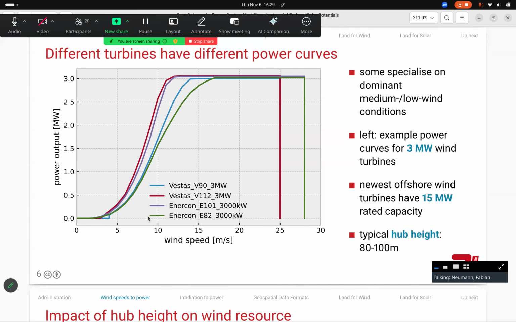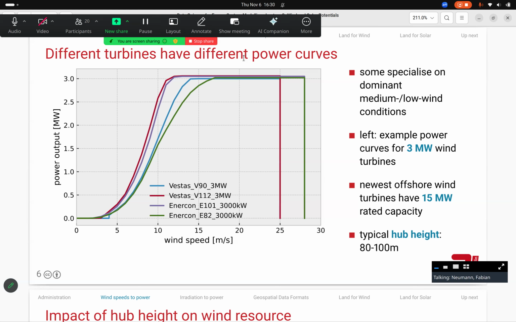So most of these wind turbines, from two different manufacturers here, Vestas and Enercon, still look quite similar. They may have small differences in how quickly they ramp up and what the cutoff wind speeds are. But the examples I chose are all 3 megawatt turbines, rated speed, and that maybe reflects roughly the most common type of wind turbines installed today in Germany and Europe.